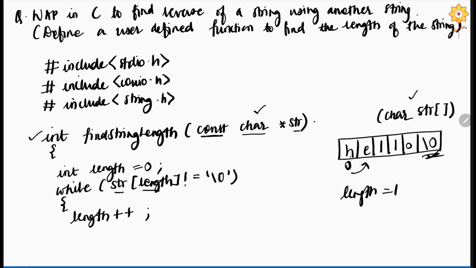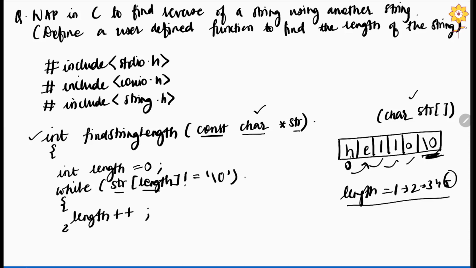Here it will be incremented from 1 to 2, here it will be made 3, 4, 5, right? And then when it reaches here, this condition is false, right? So, if this condition is false, it will stop incrementing the value of length, and finally length is equal to what? 5, which is what we want.